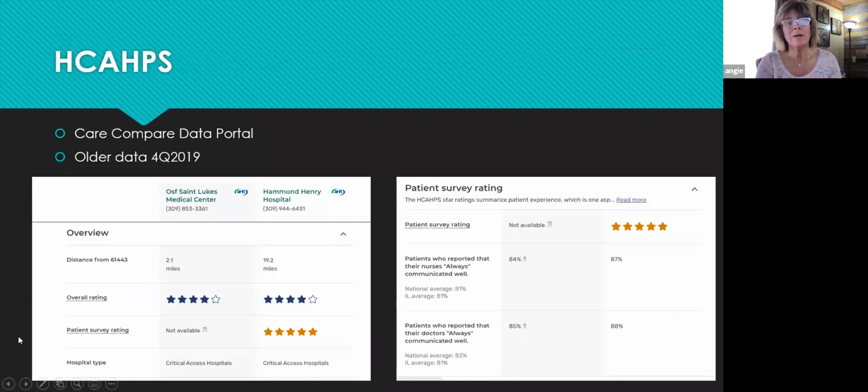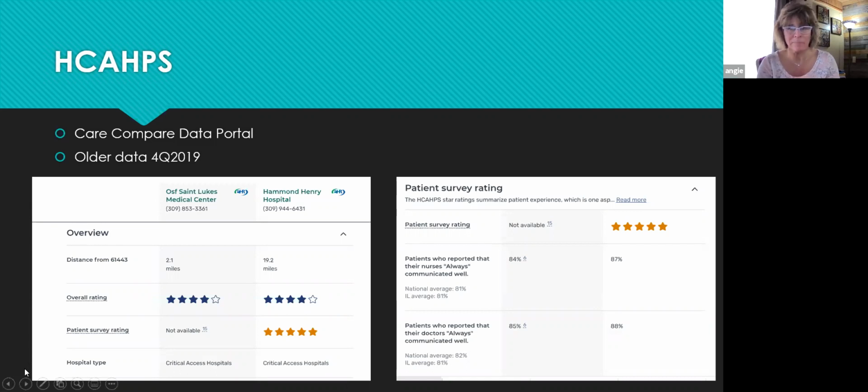All right. We go on Care Compare, which used to be Hospital Compare. Here's the data portal. This is the same data that comes out on our MB-QIP reports. It's older data. This is fourth quarter 2019 that is currently publicly reported. I have two hospitals here. They're both critical access hospitals, and they're right next door to me. So that's truly those two.